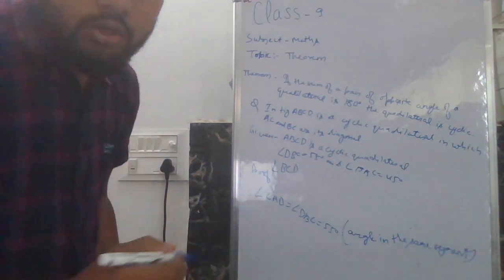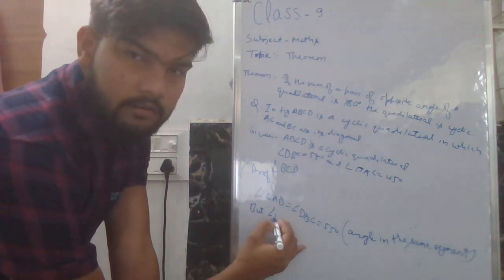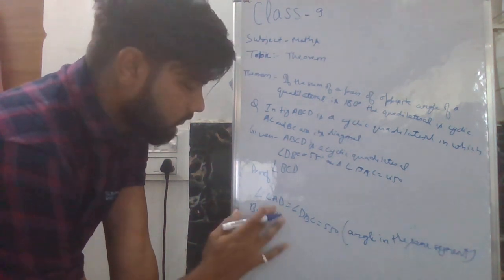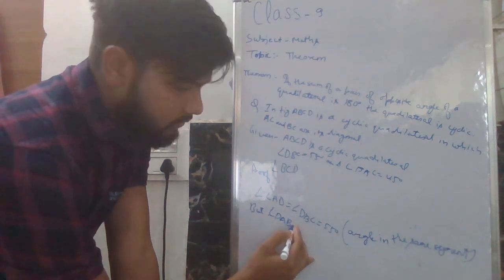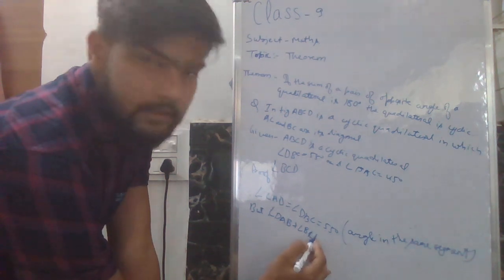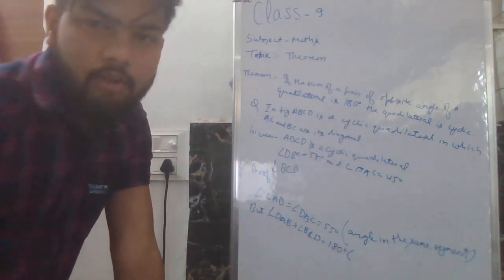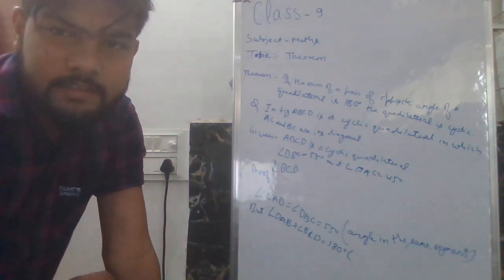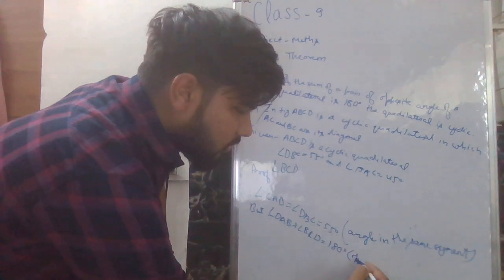Here we can see that angle DAB plus angle BCD is equal to 180 degrees. So what is this? Here we can see that these are the opposite angles of a cyclic quadrilateral.